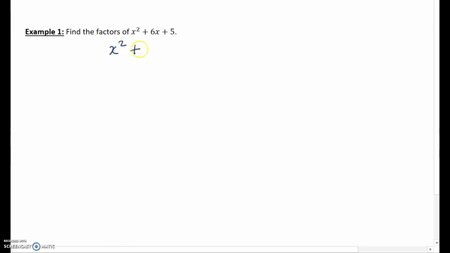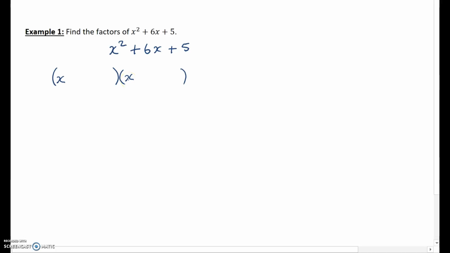Okay, so we're going to factor the expression x squared plus 6x plus 5. We begin by drawing two parentheses, just like this, side to side. And we mark in an x just inside the left-hand side of each parenthesis.